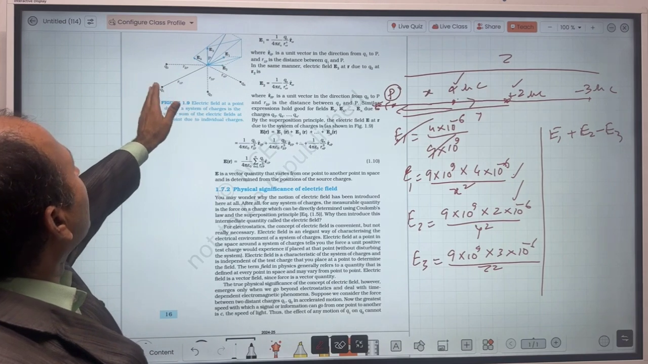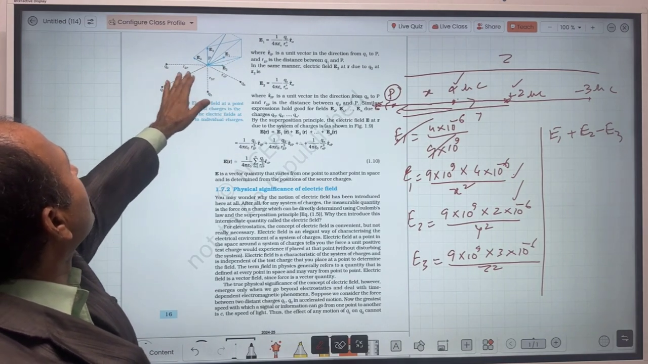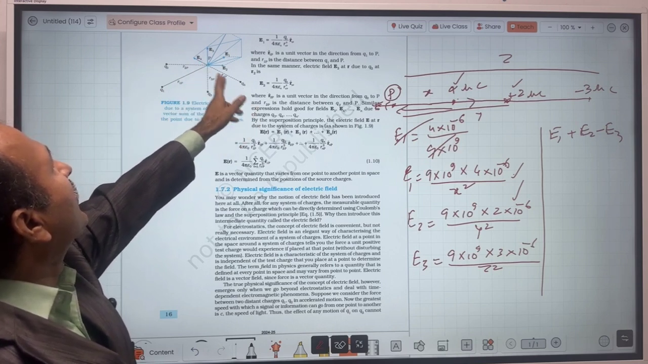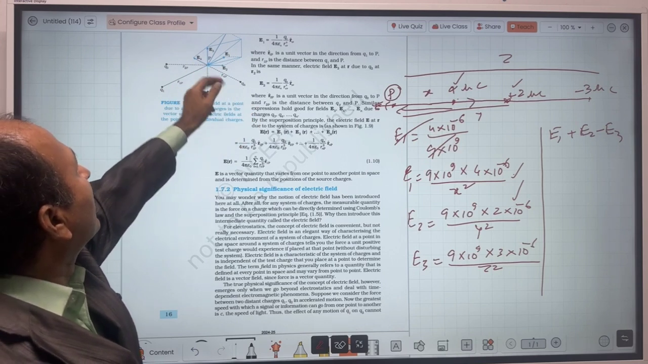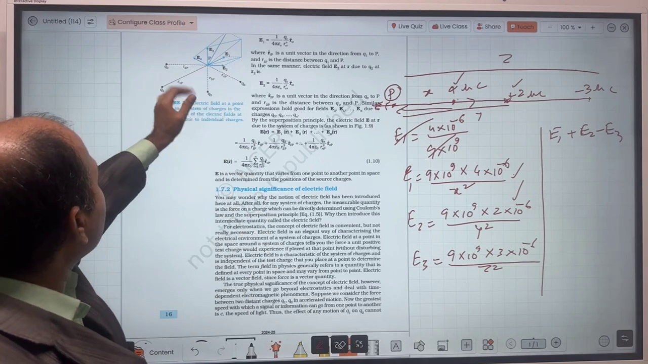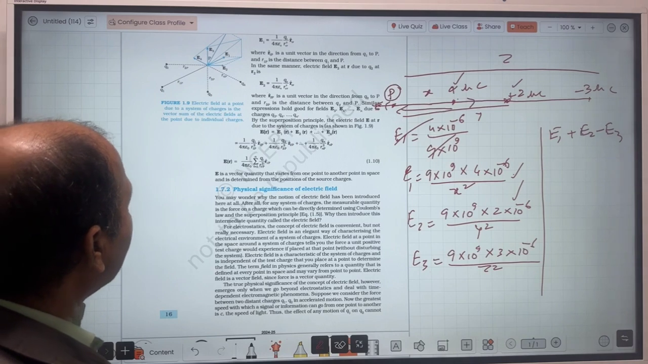There are different charges like Q1, its field is E1. There is charge Q2, its field is E2. Charge Q3, its field is E3. And Q4, its field is E4. Here we are assuming that all charges are of the same nature. If the nature is different, then the direction will be different.